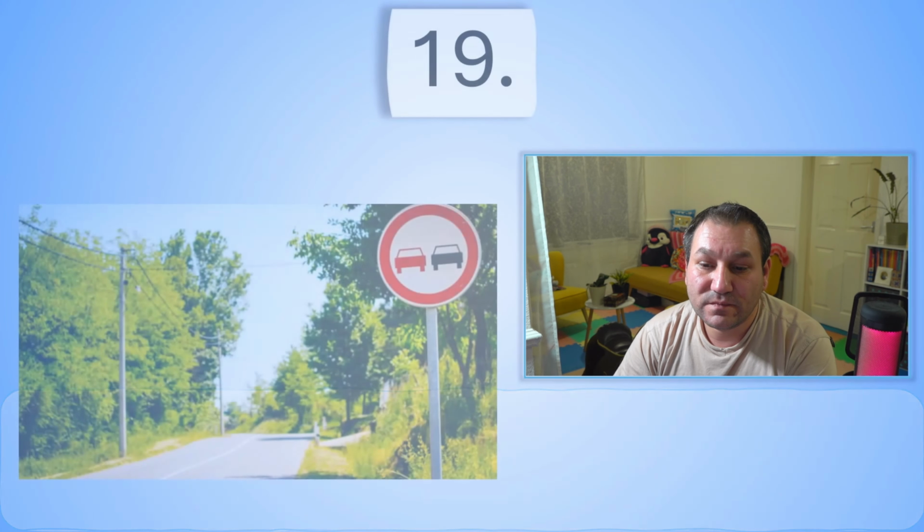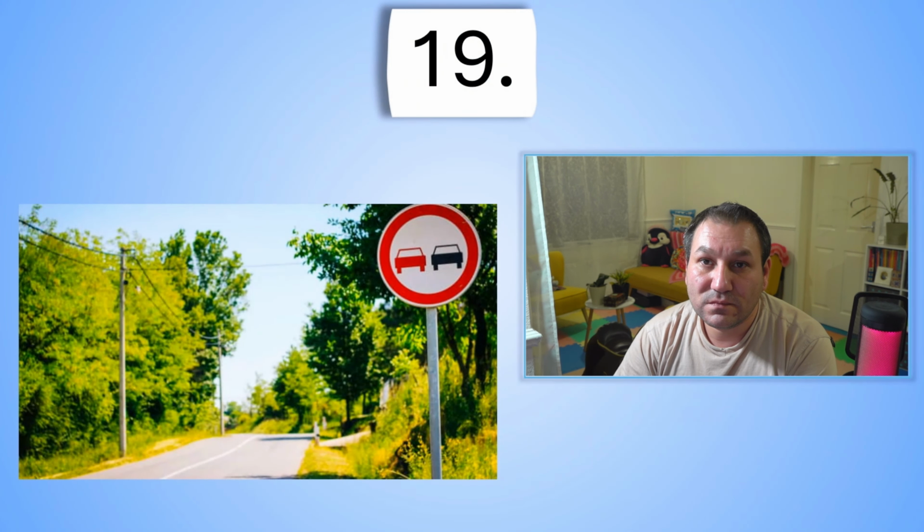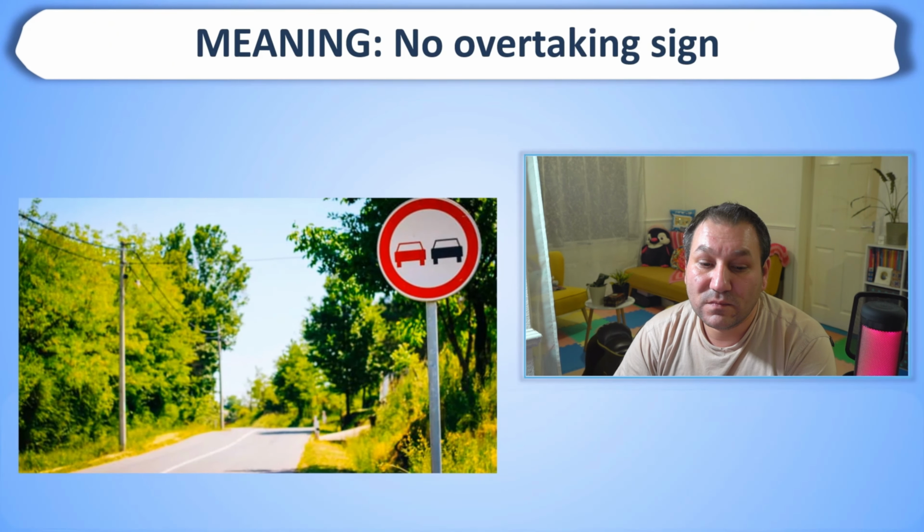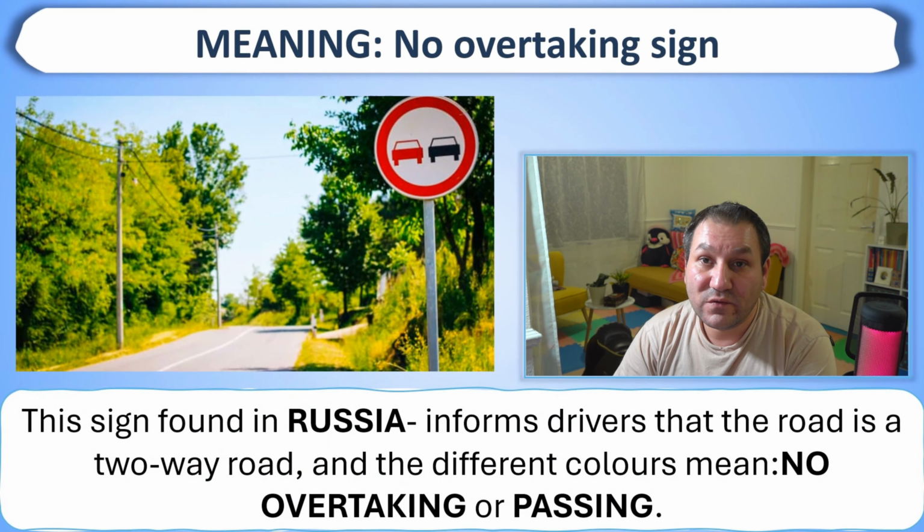19. Meaning no overtaking sign. This sign, found in Russia, informs drivers that the road is a two-way road, and the different colors mean no overtaking or passing.